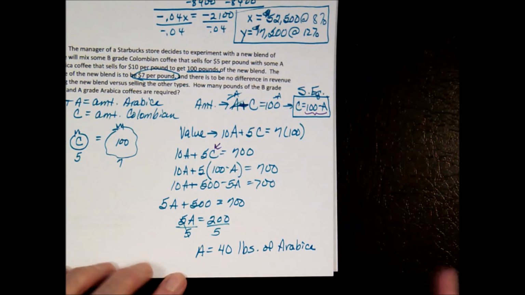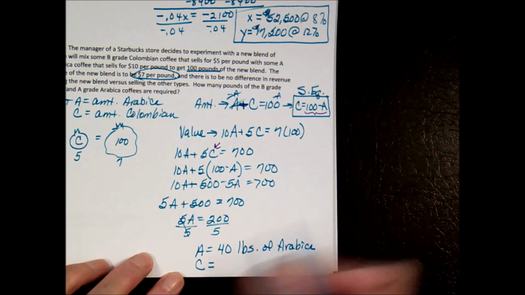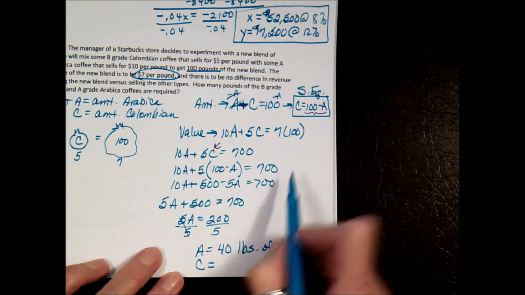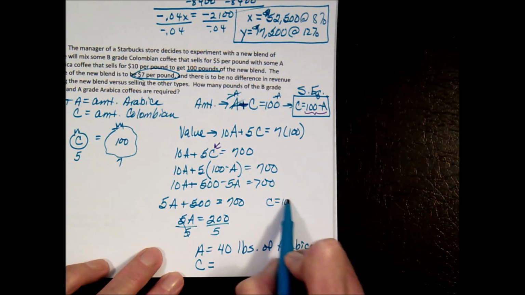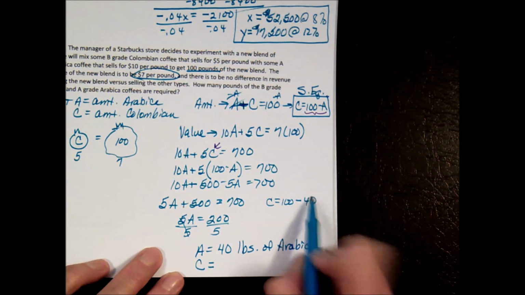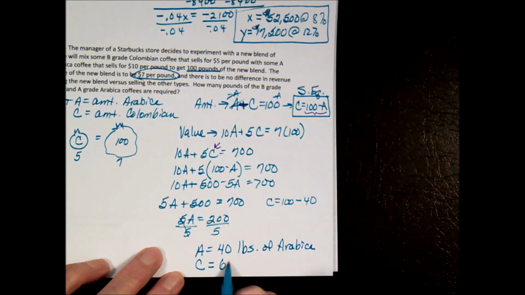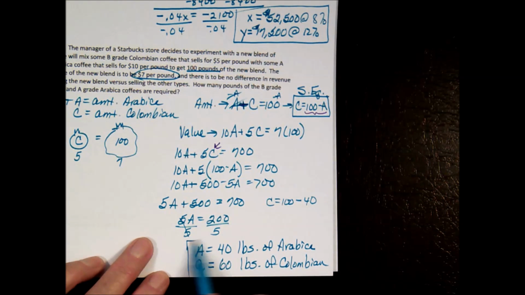Now to find C, we go back to the substitution equation. C is equal to 100 minus what we found for A. So C is equal to 60 pounds of Colombian. I actually think this was easier than the other one, but it's not about me.